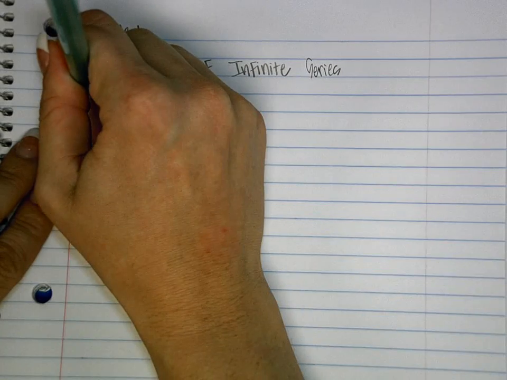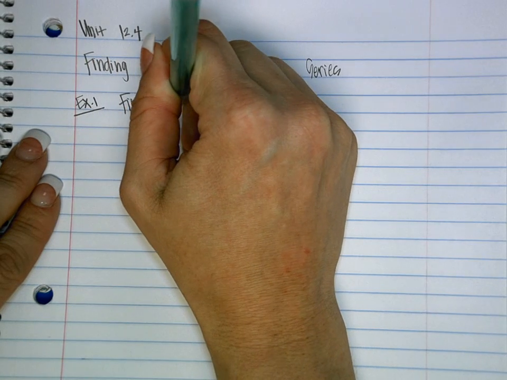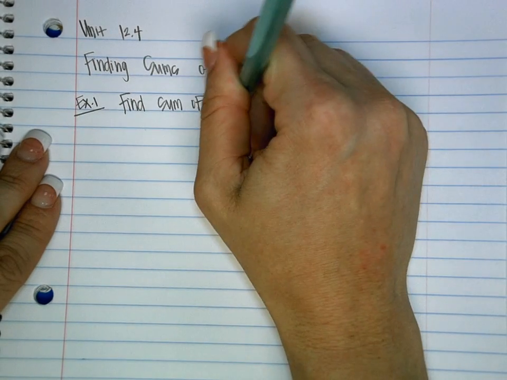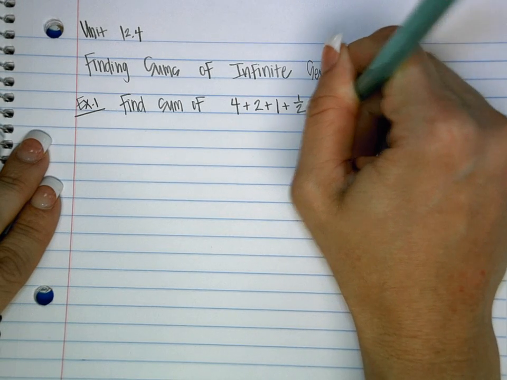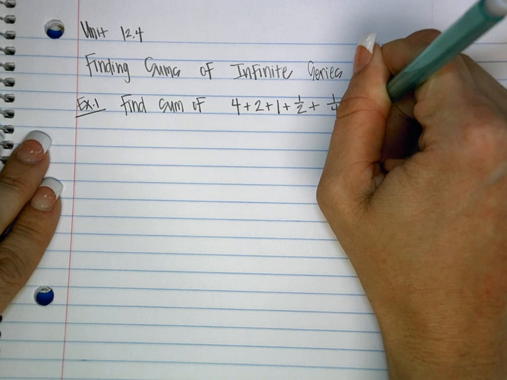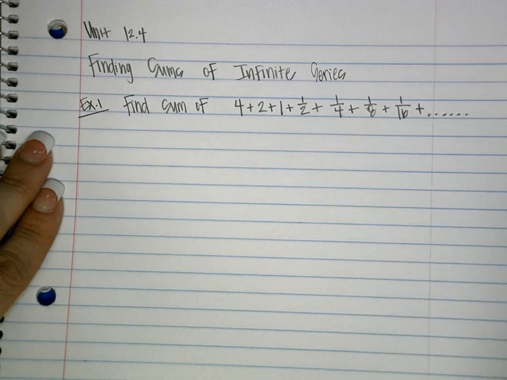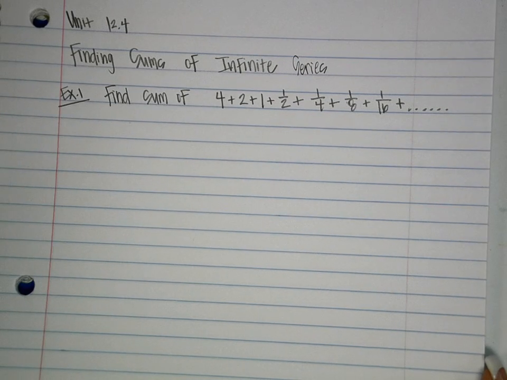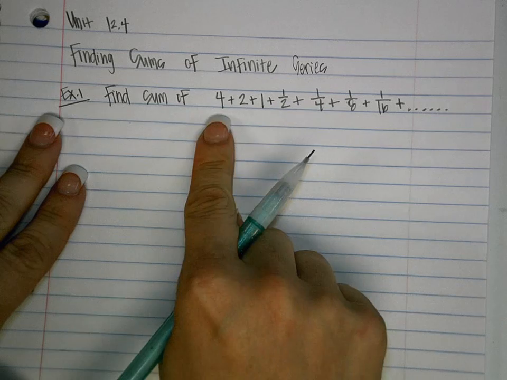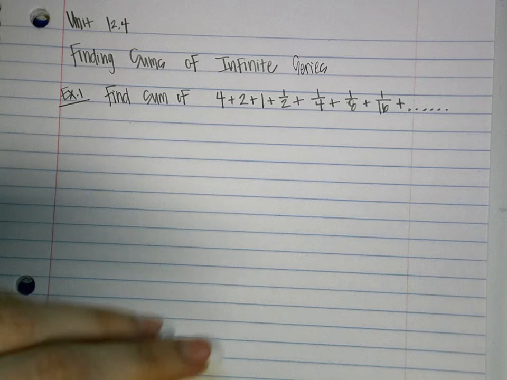Okay, so for example number 1, I would like you to find the sum of 4 plus 2 plus 1 plus a half plus a fourth and an eighth and a 16th, and let's just keep going, dot, dot, dot. It never ends. First off, do you think this is a geometric or an arithmetic series? Okay, let's look at it.